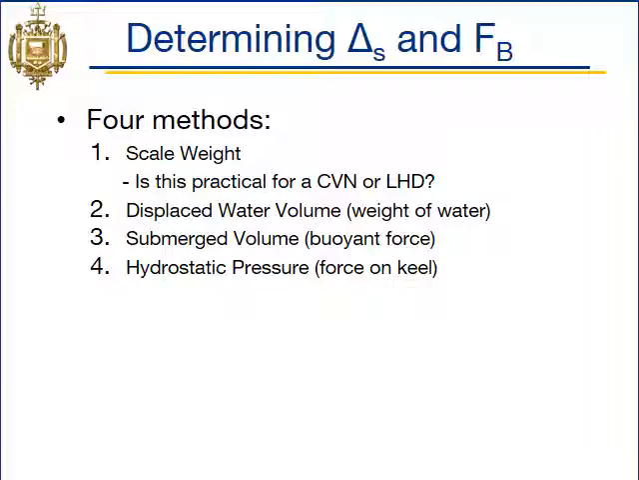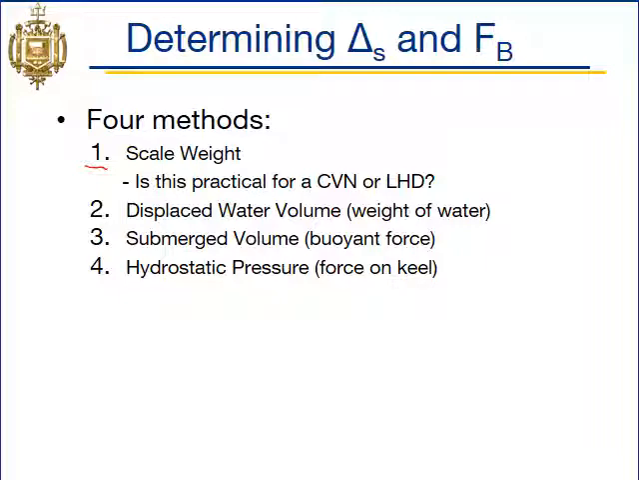All right, so we know that delta S and FB are the two forces acting on a ship in static equilibrium, but we need to really figure out how to determine delta S and FB. So we've got four methods. The first method is, hey, we could take our vessel and stick it on a scale, right? That's an easy one. The only problem is it's not the most practical for a lot of the large ships we have in the Navy. We're not exactly going to be able to take an aircraft carrier and put it on a scale and get its weight. So it might be good for small ships or small boats, but not going to be great for anything that the Navy is really deploying around the world.